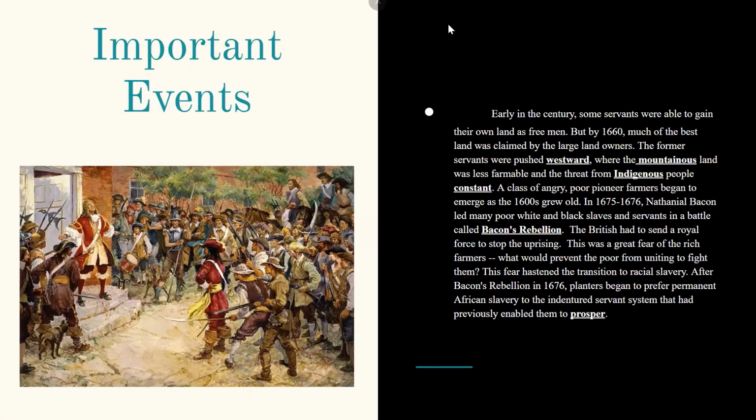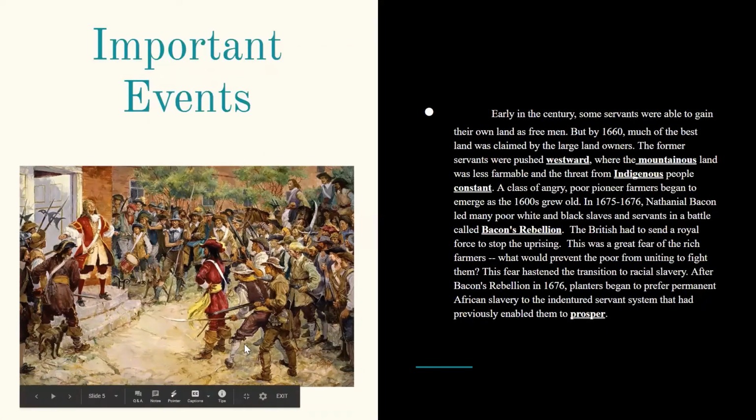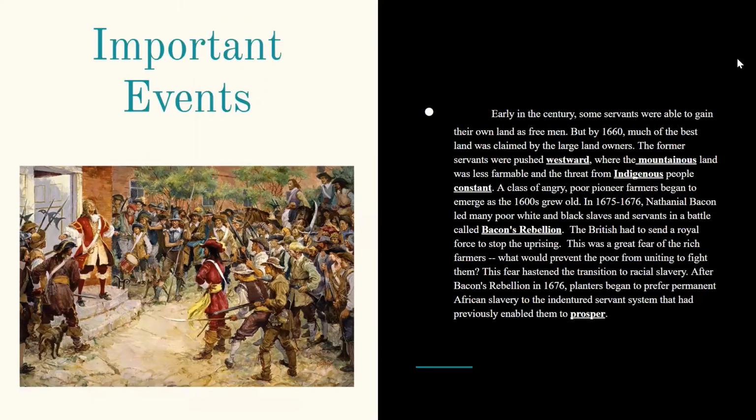Okay, so these are some important events. Remember to look at the picture. What is it telling us? Early in the century, some servants were able to gain their own land as freemen, but by 1660, much of the best land was claimed by the large landowners. The former servants were pushed westward, where the mountainous land was less farmable and the threat from indigenous people constant. A class of angry, poor pioneer farmers began to emerge as the 1600s grew old.